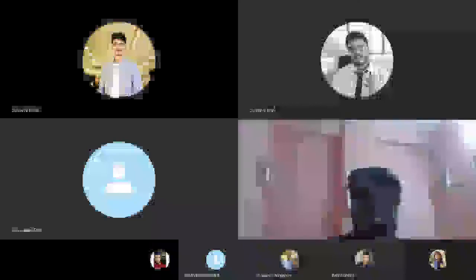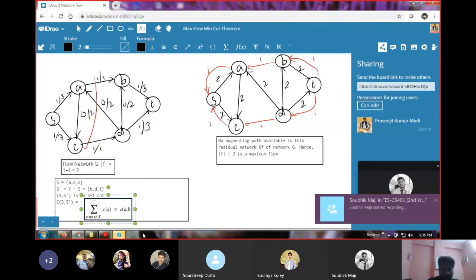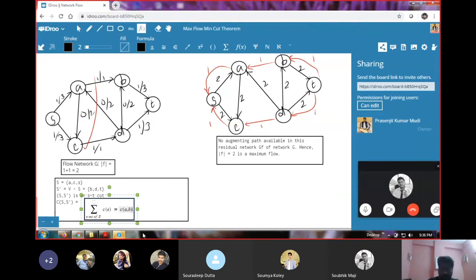A comma B and plus capacity of C comma D. Okay, so we have only two edges which are coming out of capital S, which is S comma B and C comma D, but not AD. AD is going into S. So sum up their capacities. So in the next line you will have the answer.